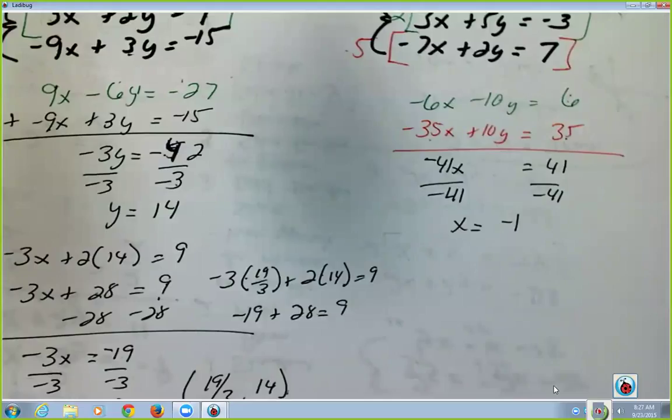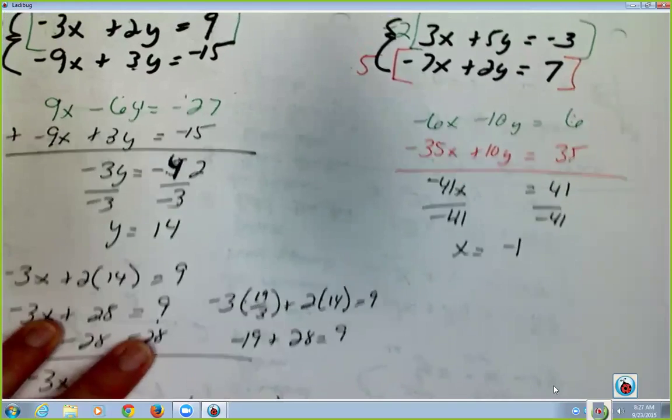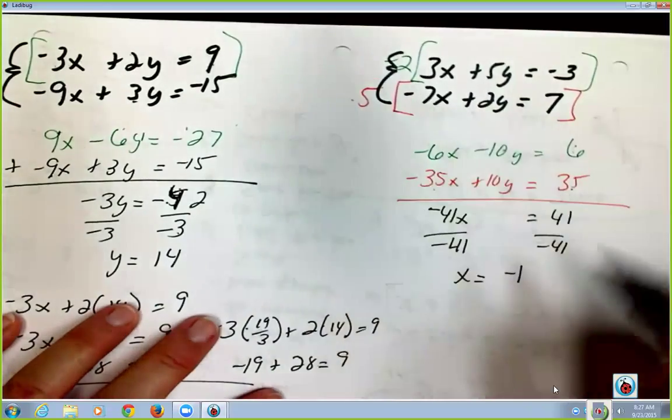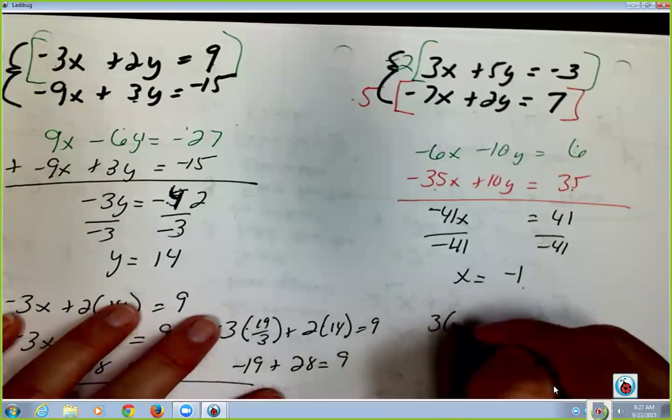So then we need to find out what y is. Which equation would you like to use to solve for y? Top one or the bottom one? Got to pick one of the originals. The top one? Okay. So if we pick the top one, we're going to put a -1 in for x's.